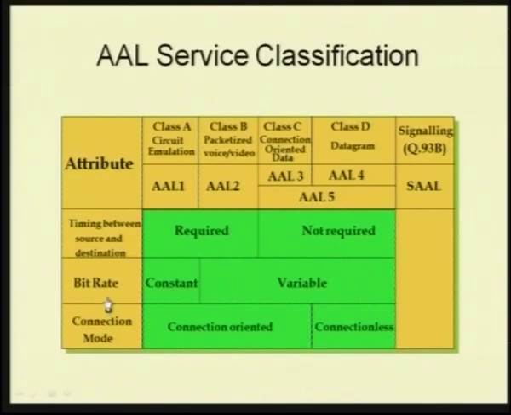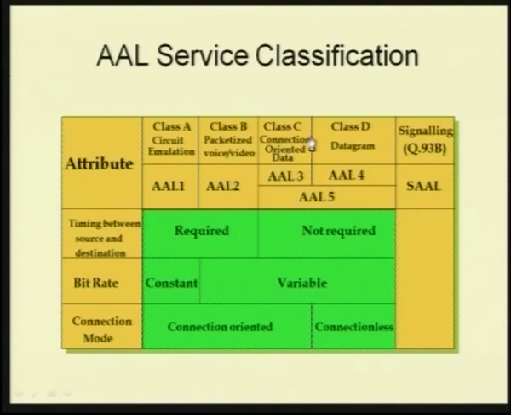If you look at the service categories and the different characteristics of these service categories, you can see what has happened. Class A does circuit emulation and AAL 1 is the standard that is used for this. Class B is used for packetized voice and video, so AAL 2 is the category that is used for this.